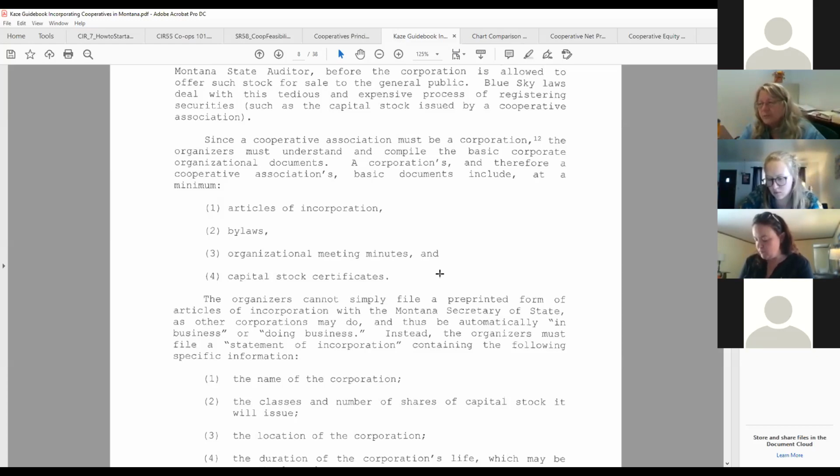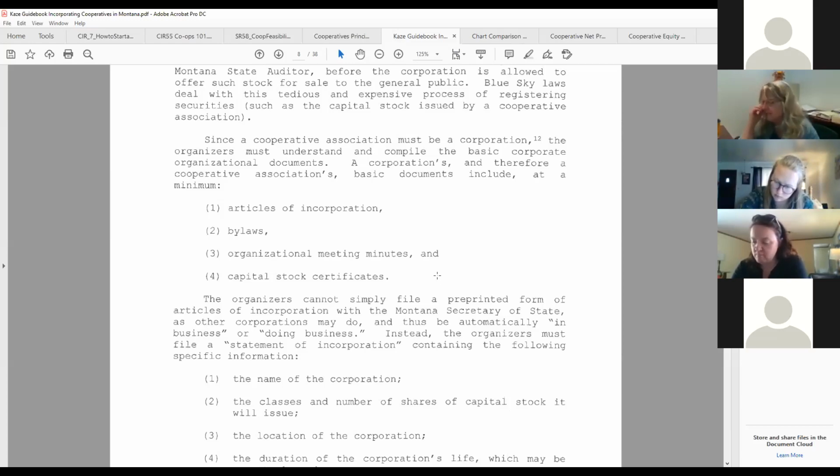What other kinds of documents might you have? Certainly a board policy document would be there. You might have an employee manual or handbook. You might have standard operating procedures, but these are those basic documents that you better have. And you better have a copy of your capital stock certificate for every member.